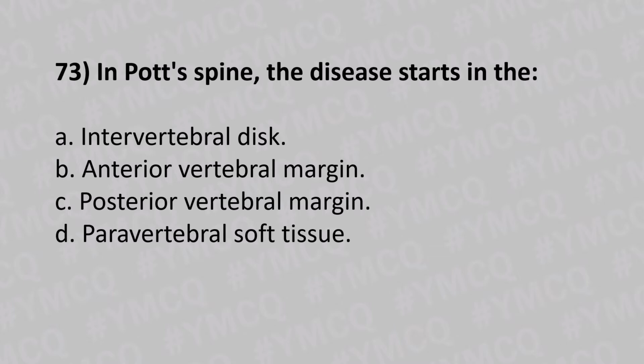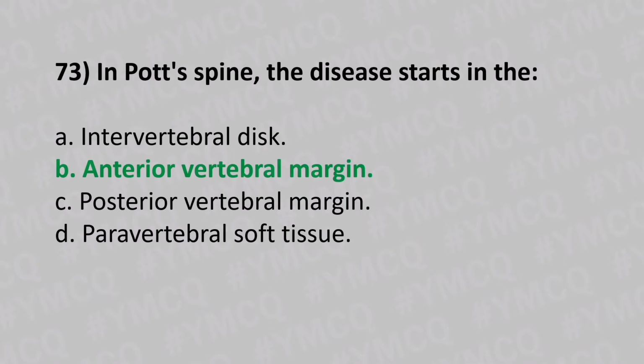Moving to our 73rd question, in Pott's spine the disease starts in the option A intervertebral disc, option B anterior vertebral margin, option C posterior vertebral margin, option D paravertebral soft tissue. And the answer is option B anterior vertebral margin.